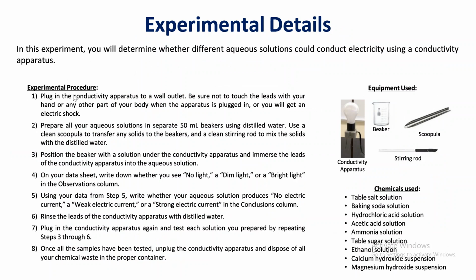One, we are going to plug the conductivity apparatus into an outlet. We have to make sure not to touch the leads with our hands, or we will get an electric shock. Prepare all the aqueous solutions in separate beakers using clean spatulas. We position the beaker with the solution under the conductivity apparatus and immerse the apparatus. Now, on our data sheet, you're going to write down whether you see no light, dim light, or bright light in your observation column.